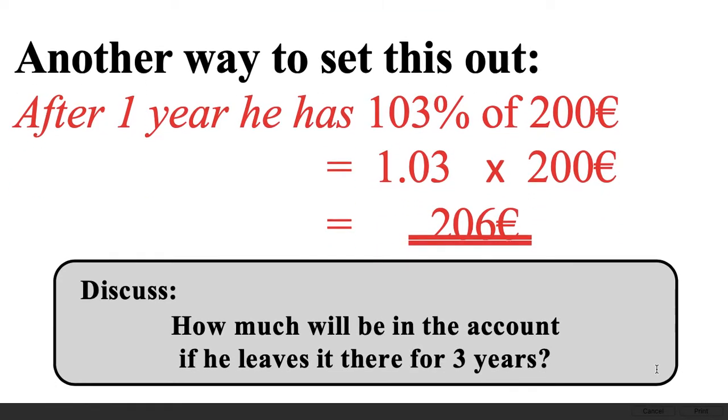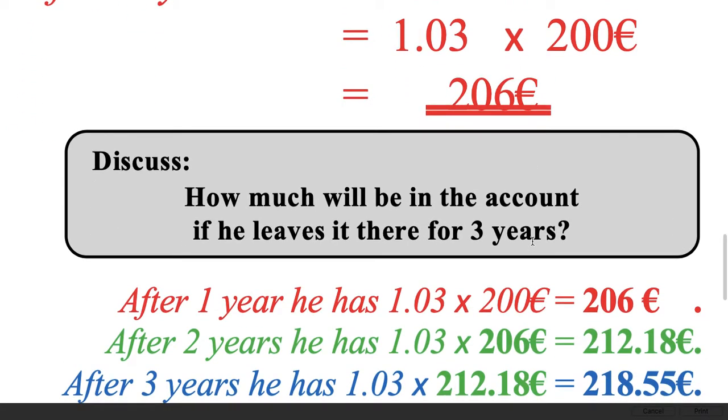So discuss how much will be in the account if he leaves it there for 3 years. Pause the video for a little bit and think about that. And bear in mind that each year he has more money in the bank, so he's getting interest on a larger basic amount. He's getting interest on the interest that he got previously. That's called compound interest.